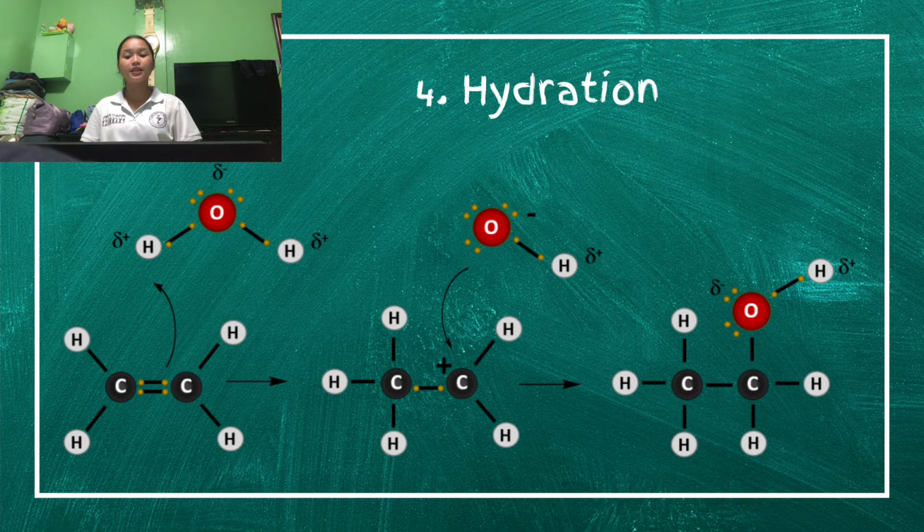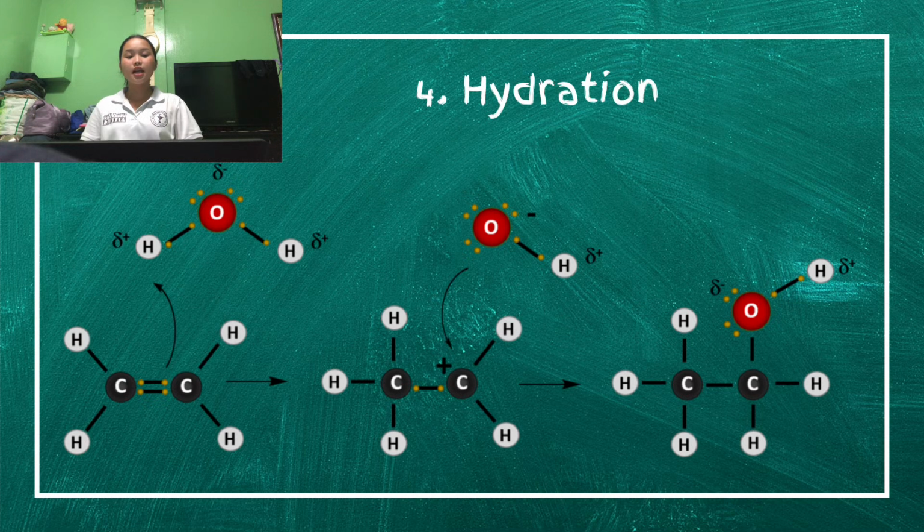Step 2 is nucleophilic attack, or adding OH-. The negatively charged hydroxyl group, or OH-, is attracted to the positively charged carbocation. The OH group attaches to the carbon, completing the reaction. In the diagram, you can see how OH- is added to the carbocation, leading to the formation of an alcohol.